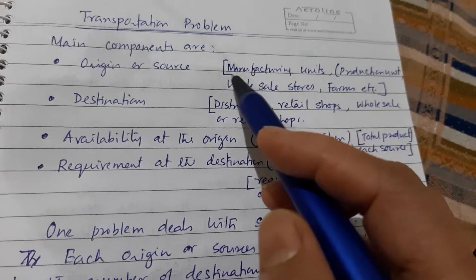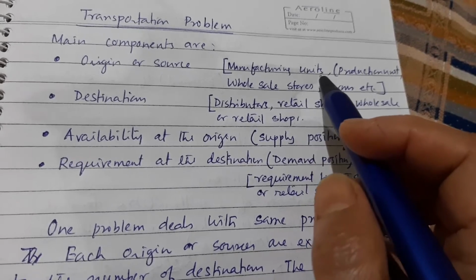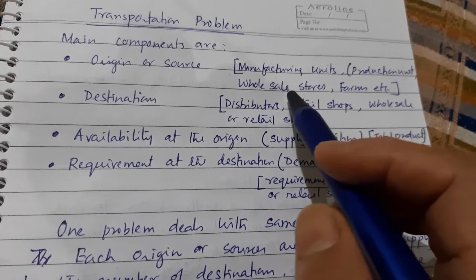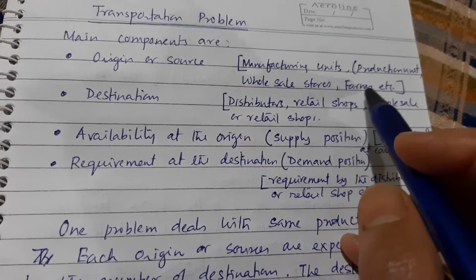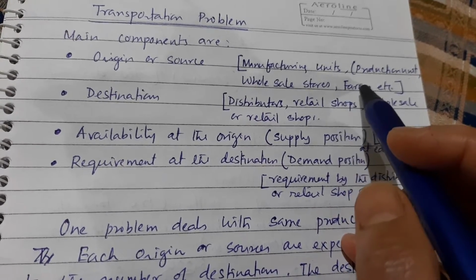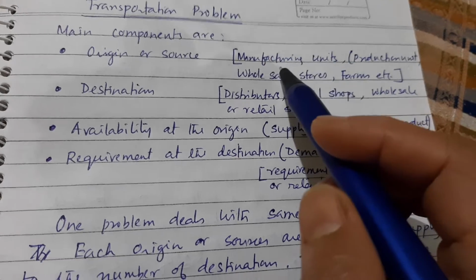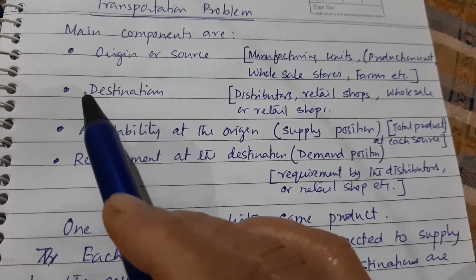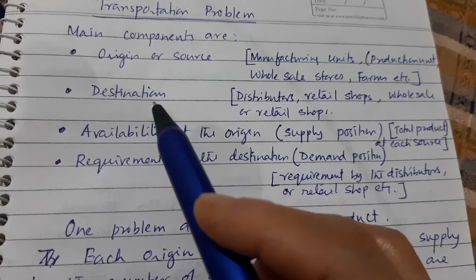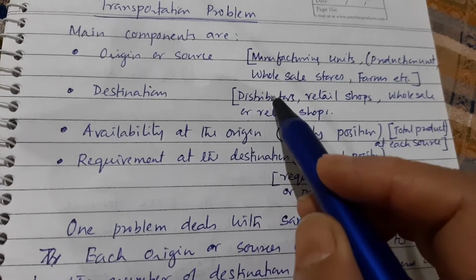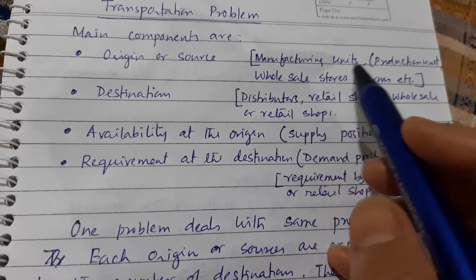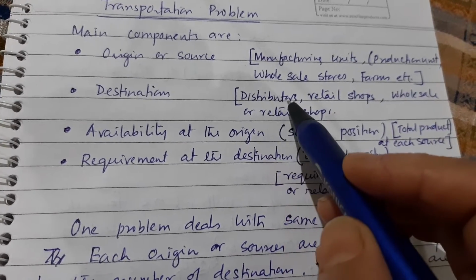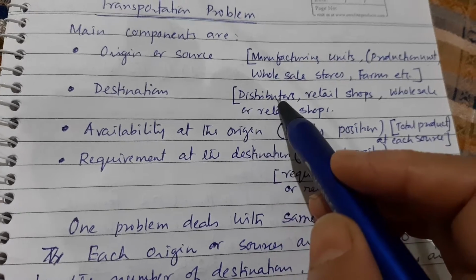It is, for example, a manufacturing unit or production unit, wholesale market or wholesale stores, and suppose a milk production farm or any production farms. These are examples of an origin or source. Then there will be some destinations. What are these destinations? Destinations are distributors. A production unit is producing something, and that has to be distributed to the distributors. So this is called one destination.